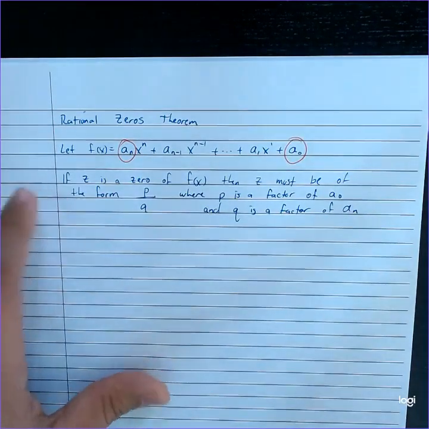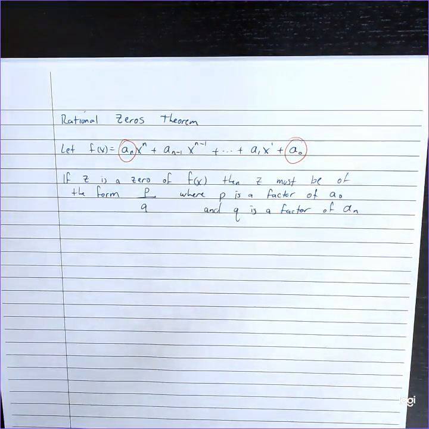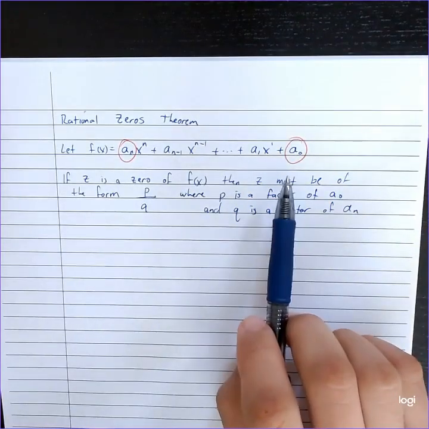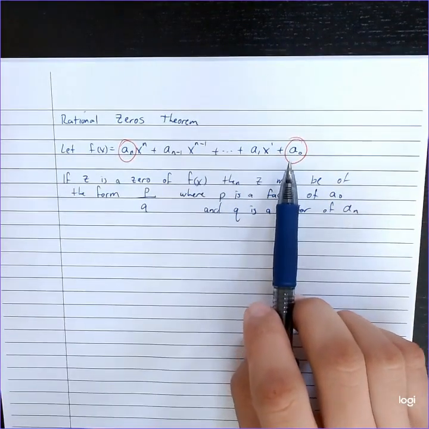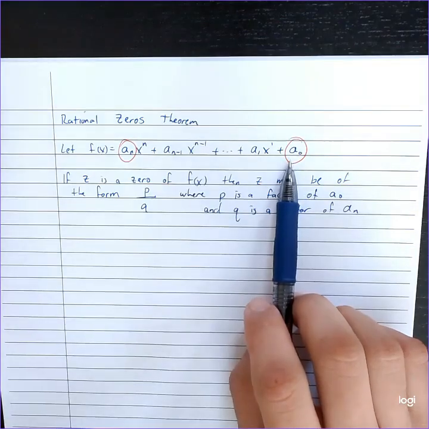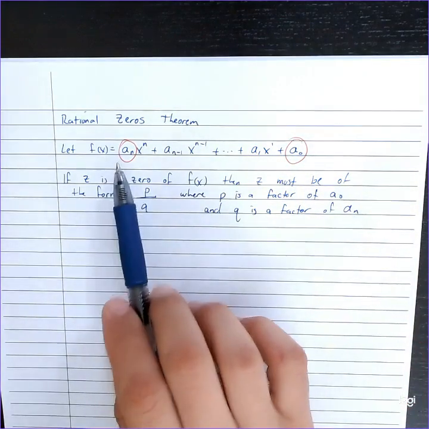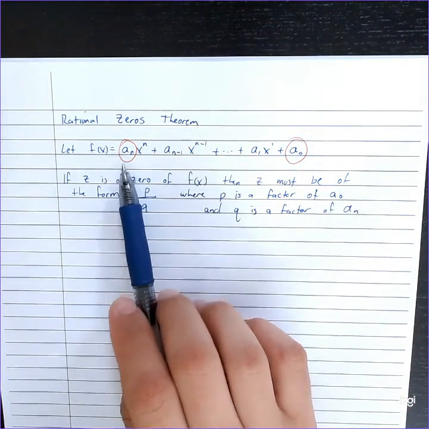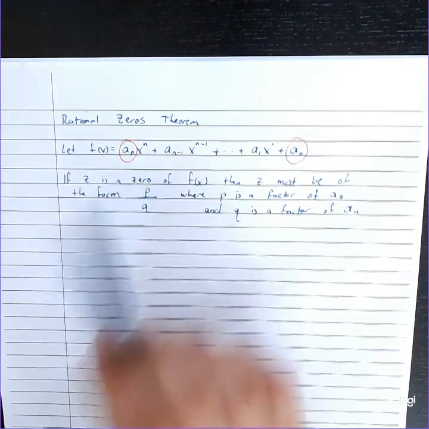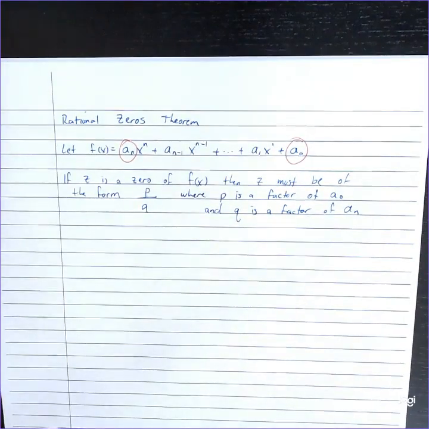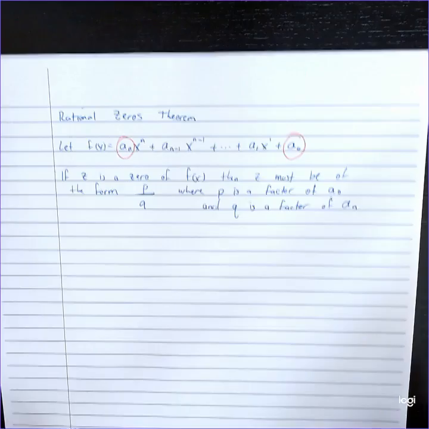Or in other words, if you have a zero, then it must be true that the numerator of that zero is a factor of this number back here, and the denominator of that zero must be a factor of this constant up here. Now, that seems a little complicated in its current form, so let's take a look at it with an example, and we'll see that it's not anywhere near as bad as it might look at first.